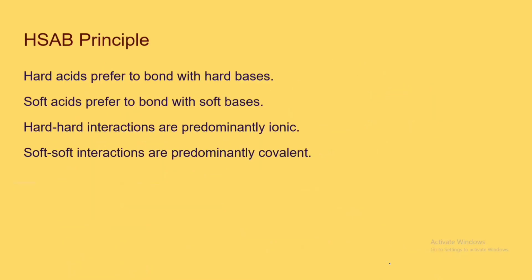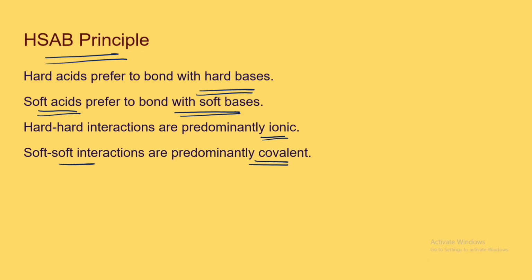Next, talking about the HSAB principle. So what exactly, how the acid-base reaction takes place and how the compounds are formed, right? According to this, mainly the hard acids prefer to bond with hard bases, and the soft acids prefer to bond with the soft bases. Now, again, hard acids and hard bases are not easily polarizable, and their interactions are mainly ionic in nature. Whereas soft bases and soft acids are usually polarizable, because of which their interactions are predominantly covalent in nature. So this is the basic rule we need to keep in mind.